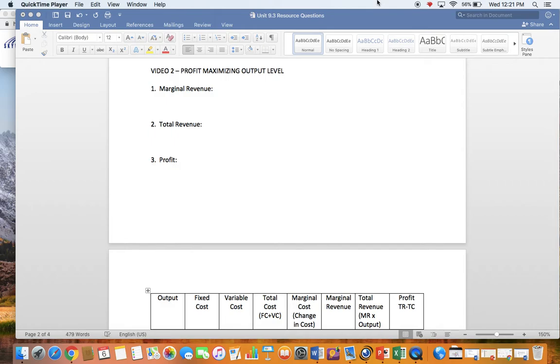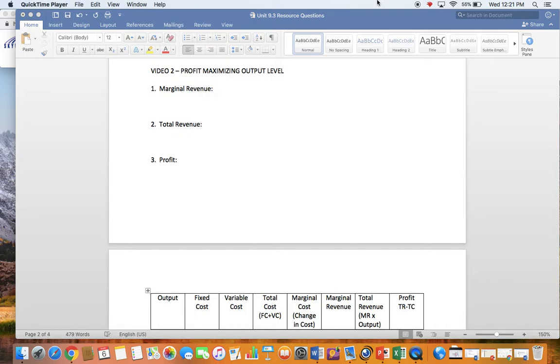Okay, we're going to look at the profit maximizing output level and how we get there, but we have to start with a few vocab words. So marginal revenue is the first thing I want to talk about. Marginal means additional, revenue means how much money we have coming in.